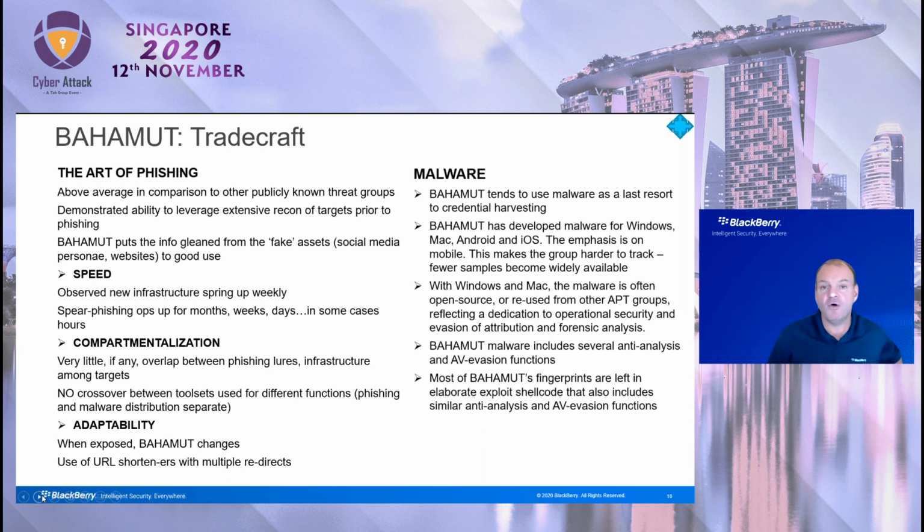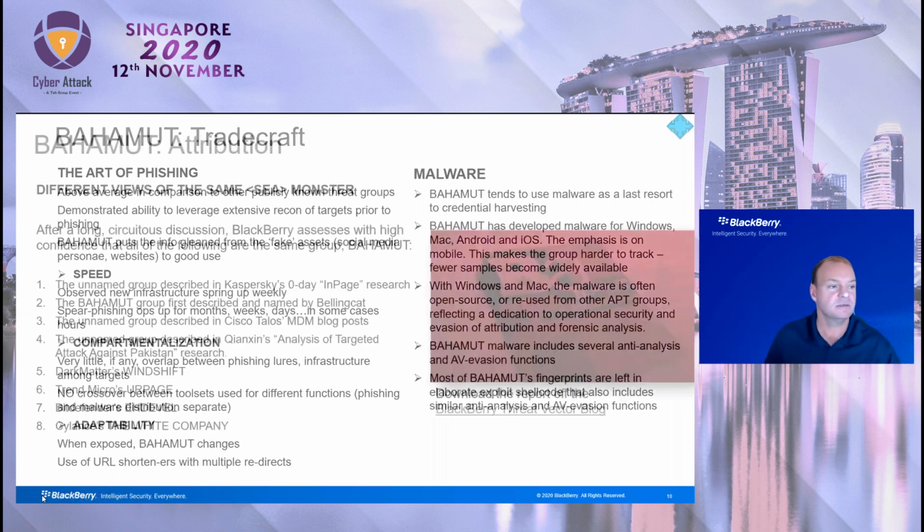As I mentioned before, the use of malware tends to be a last resort from a credential harvesting perspective, but they have developed their own malware for Windows, Mac, iOS, and Android. With Windows and Mac, often it's reused open source malware from other APT groups, but they do definitely have some zero-day capabilities within BAHAMUT. And also, as I mentioned before, very good at anti-analysis and AV evasion TTPs.